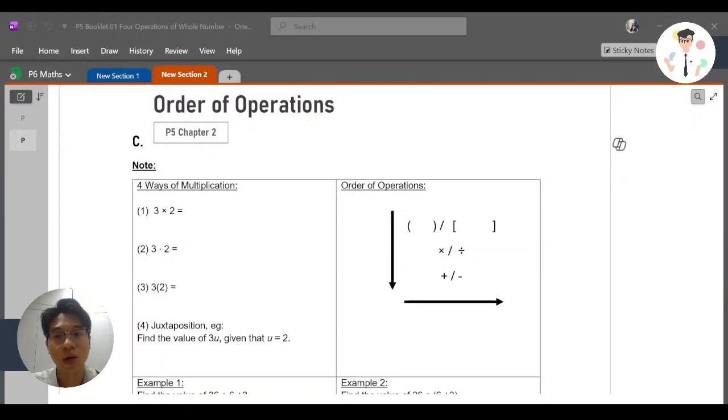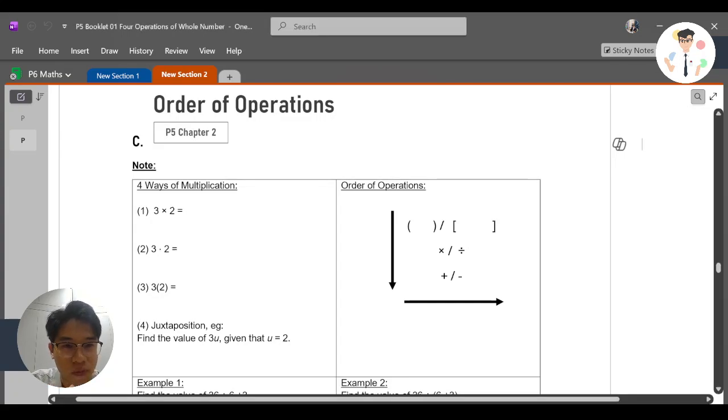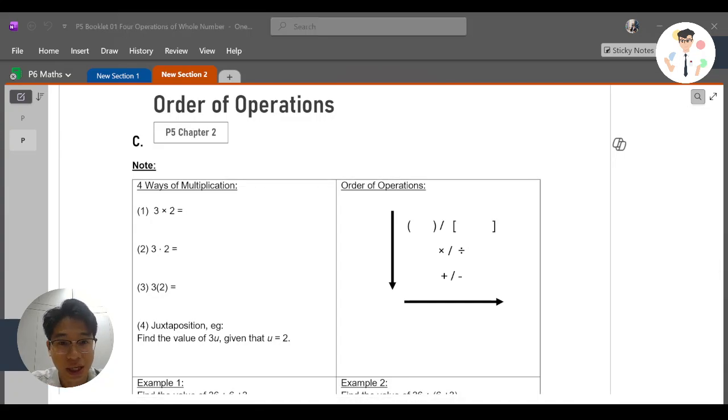Welcome back to Digital Class, and now we're looking at the third section in this booklet, which is C, order of operations. Before I begin, let me focus a bit on four ways of multiplication. As you progress in your level, you'll be seeing different signs that show multiplication. I want to let you know first before it confuses you.